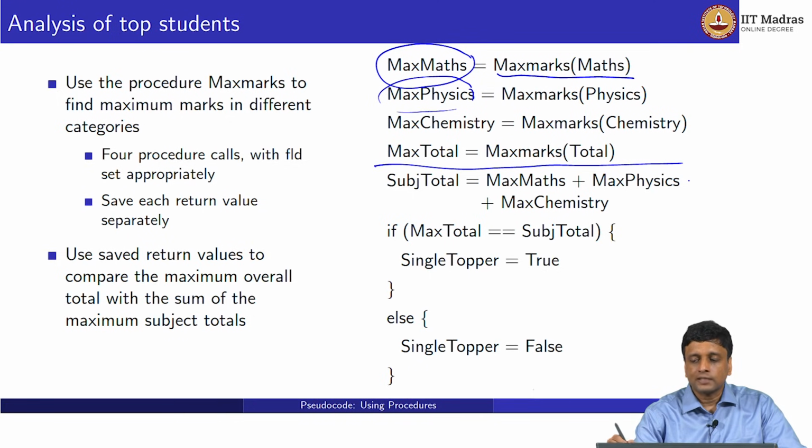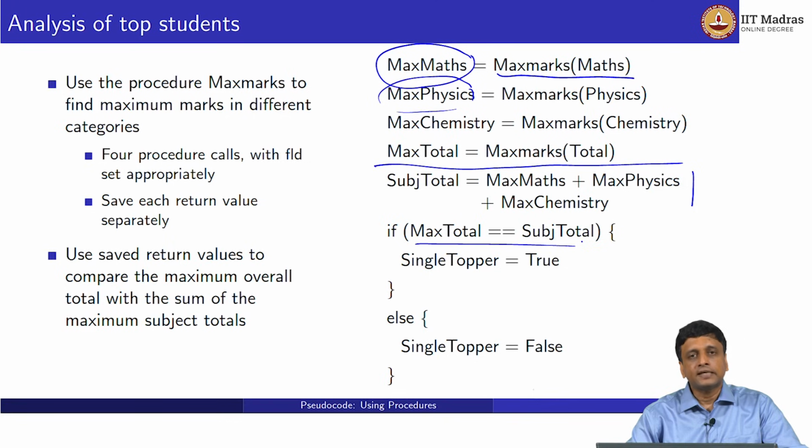We first compute the subject total by adding 3 of them: we add max maths, max physics and max chemistry to get the subject total. Now we want to determine whether there is a single topper in the class or not. So, we check whether the max total is equal to the subject total. If the max total is equal to the subject total, then there must be some student who has got the maximum marks in every subject and also in the total. If not, then there is some variation in the subject wise marks. Even though the total marks belongs to one student, that person has not done the best in all the subjects. So, if max total is equal to subject total, we set the single topper variable to true, and otherwise we set it to false.